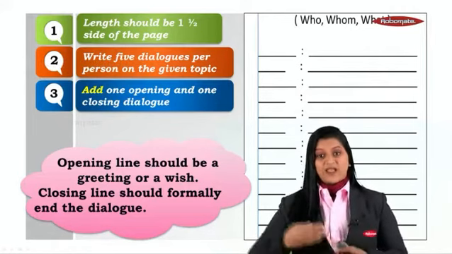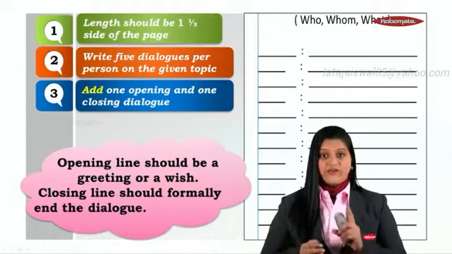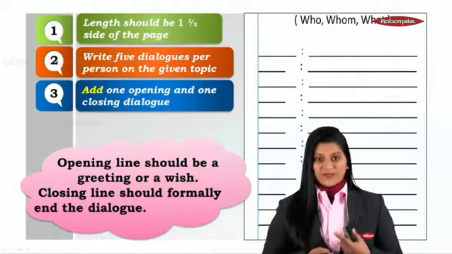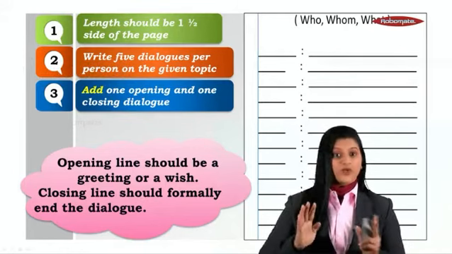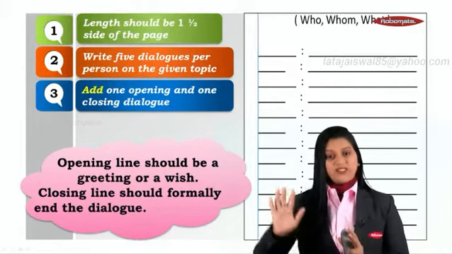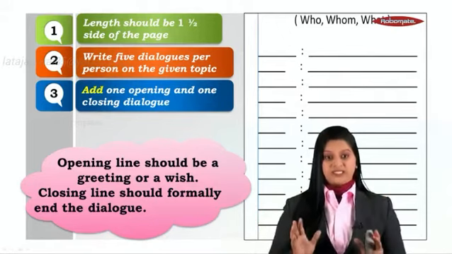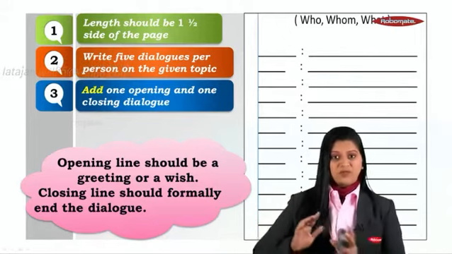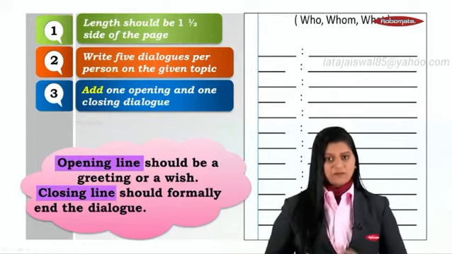Now, understand, the opening line and the closing line are excluded from those 10 dialogues. The 10 dialogues that you're supposed to write are the ones for which you're going to get marks. So, these are just for formality, so that your dialogue looks realistic, but you will get marks for those minimum 10 dialogues in between the opening and the closing line.